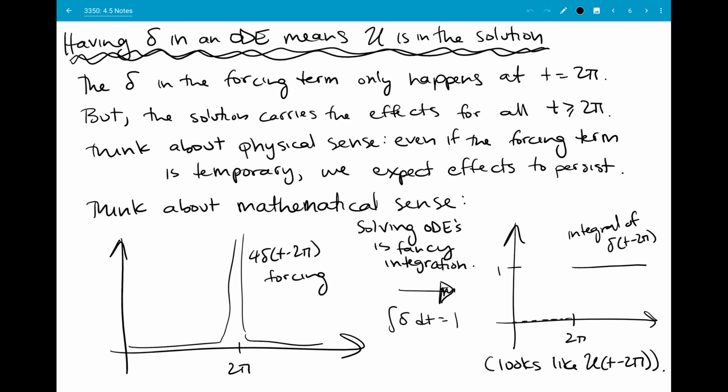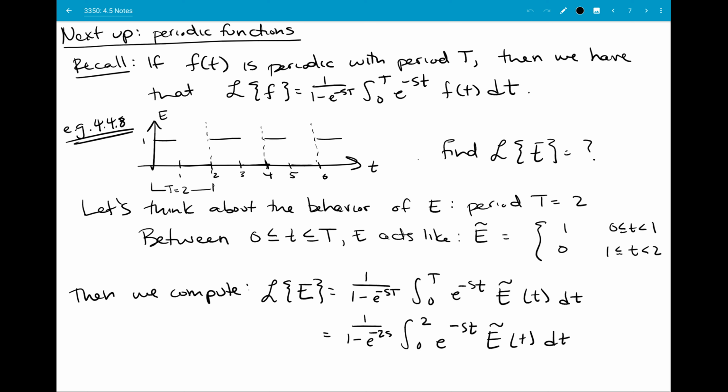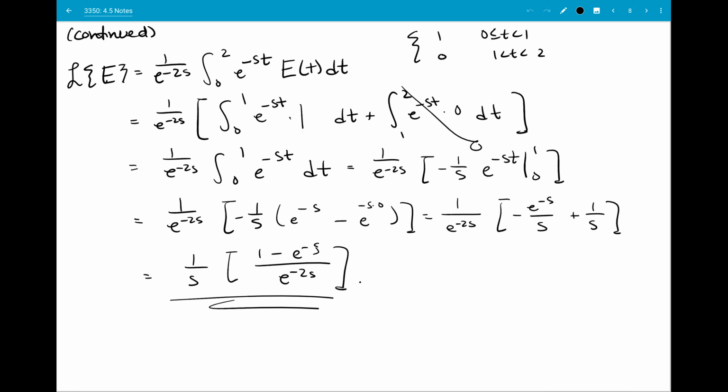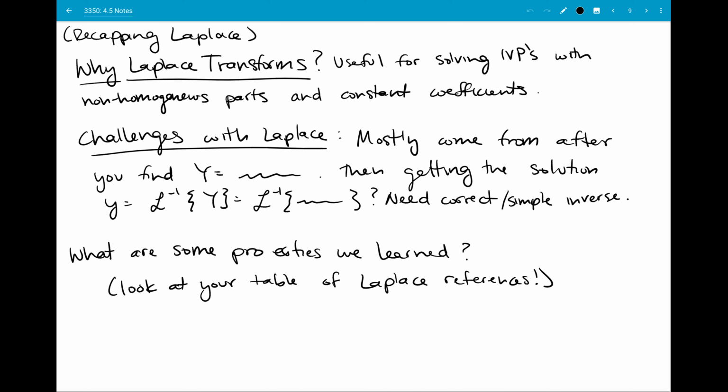And the reason I emphasize this is because if you have delta in an ODE, you need the step function to undo it. And then we did a little example with periodic functions where the only trick was just that we had to pick out our period and then represent our function along that period and set up our integral accordingly. And then we did that integration.